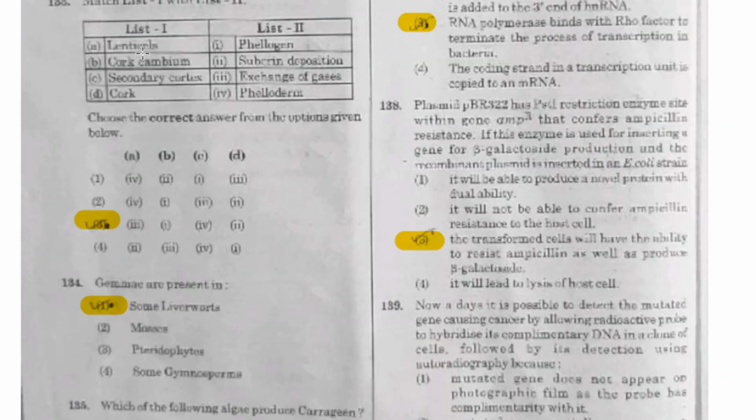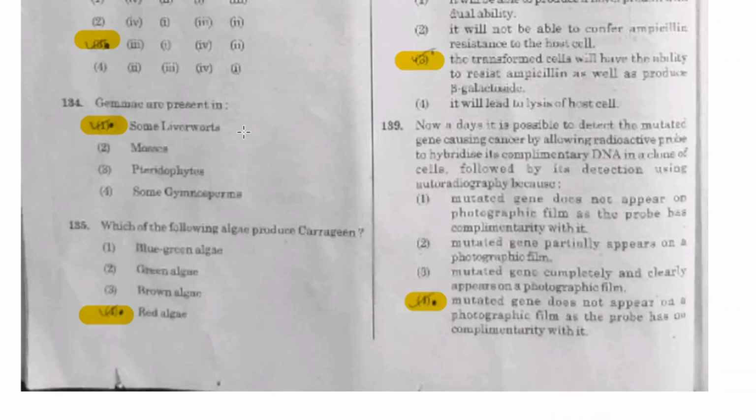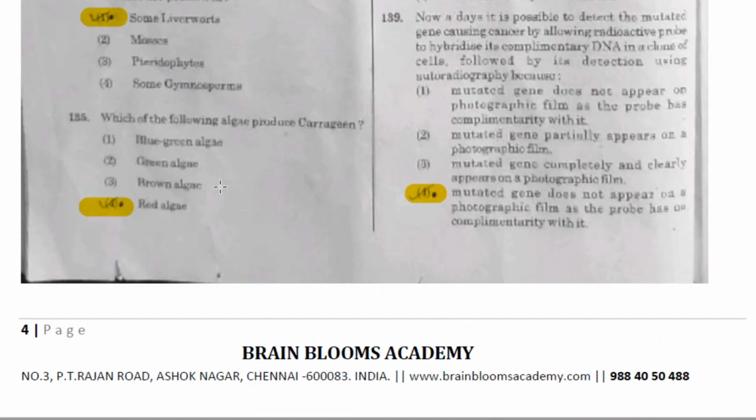And list 1 with lenticels, cork cambium. Cork cambium is phellogen, secondary cortex is phelloderm. Cork is for suberin deposition, and lenticels for exchange of gas. So this is the answer, number 3. And gemmae are present. Gemma cups you could have seen in Marchantia. Some liverworts, not all mosses.